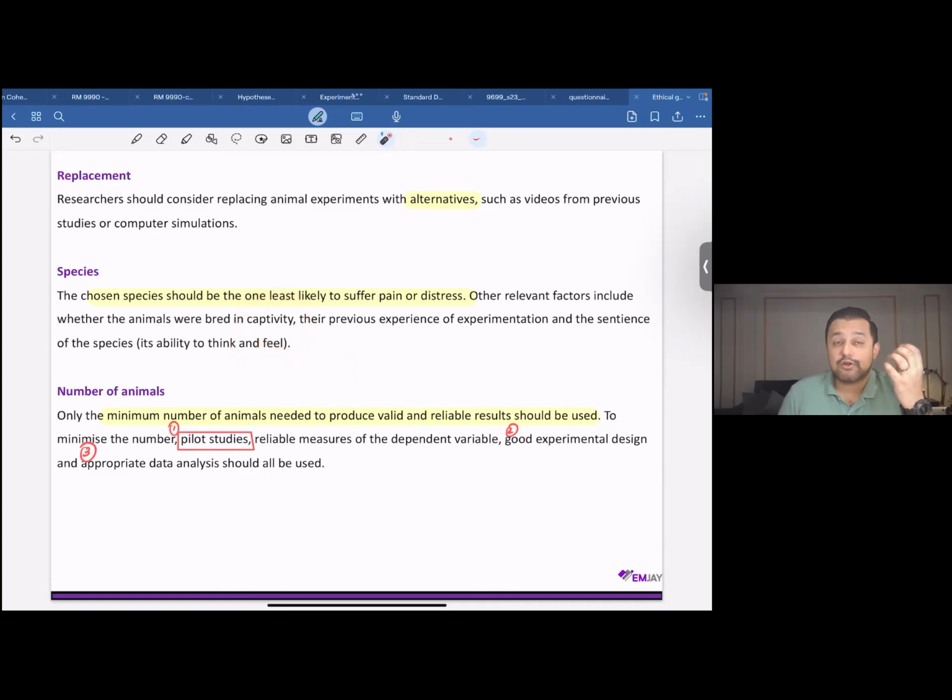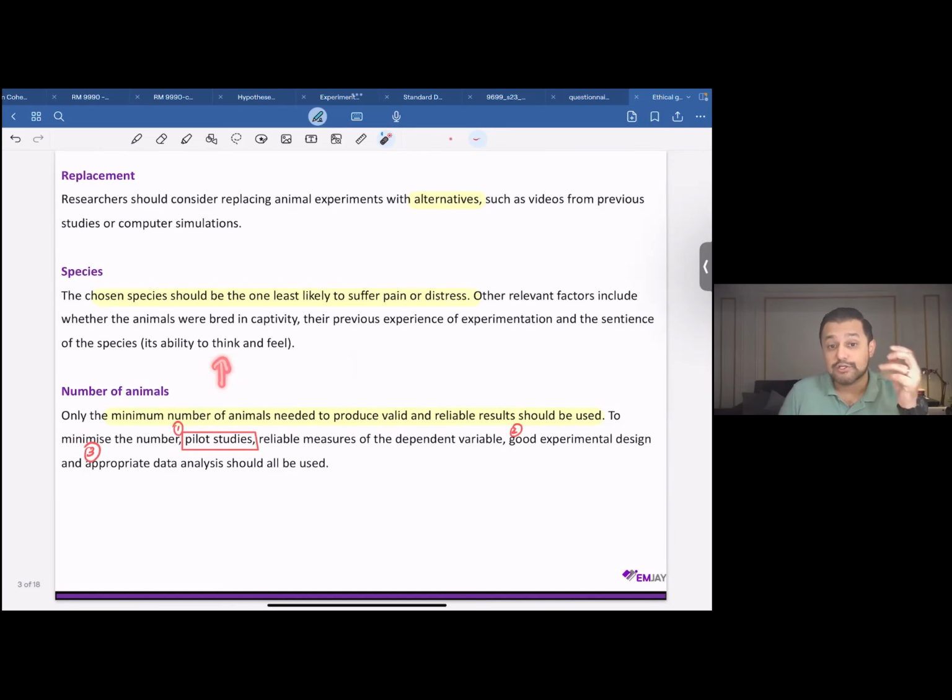So instead of going to the jungle or going to the wildlife and picking up animals from there that you'd want to participate in research, it is always advisable that you conduct a research on captive animals, animals who have already been in captivity. So other relevant factors include whether the animals were bred in captivity, their previous experience of experimentation, and the sentience of the species. What does the word sentience over here mean? Its ability to think and feel. So choose your species wisely.